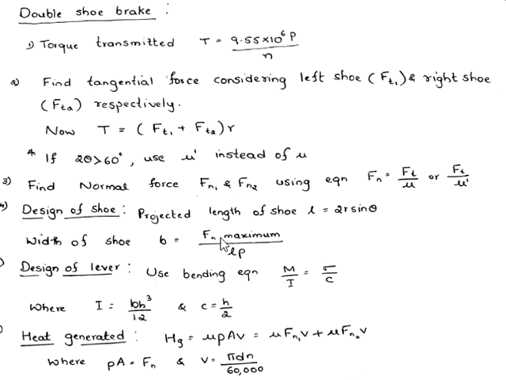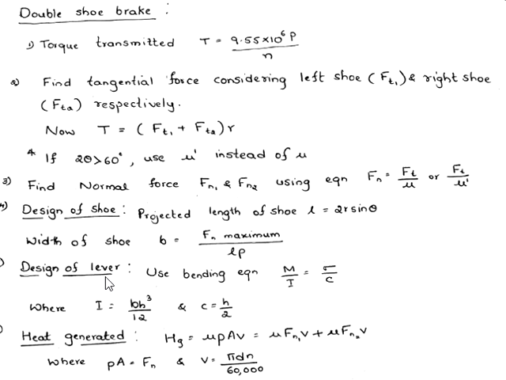Here for Fn maximum, from the previous step we have two Fn values, Fn1 and Fn2. Out of Fn1 and Fn2, identify which is the maximum value. That maximum value we have to substitute here, divided by L into P, where P is pressure. If it is not given in the question, you can assume P to be around 0.2 Newton per mm square.